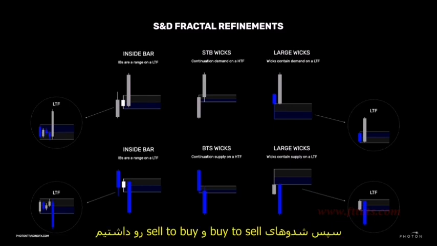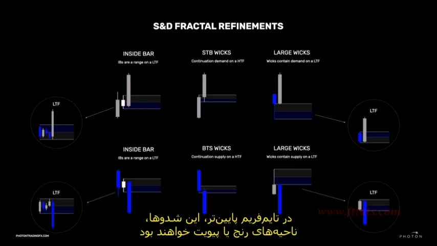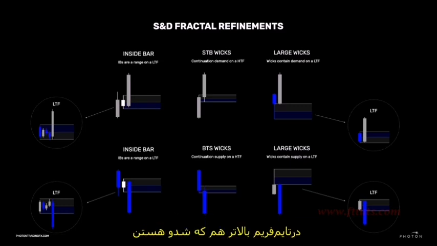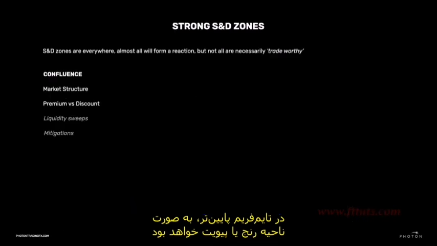Then we have sell to buy and buy to sell wicks, which represent a pullback on a lower time frame. So within those wicks, there will be a pivot or range created zone on the lower time frame, which is visible as those wicks on the higher time frame. And then finally, we have large wicks. There's always pretty much stuff in wicks. So if you refine your zone to just the wick, this will be a range or pivot created zone within that wick on the lower time frame.